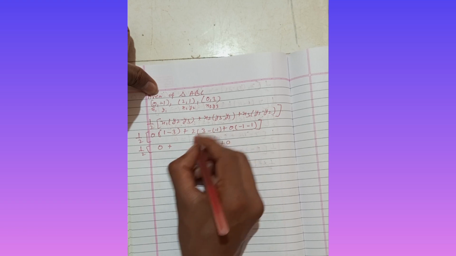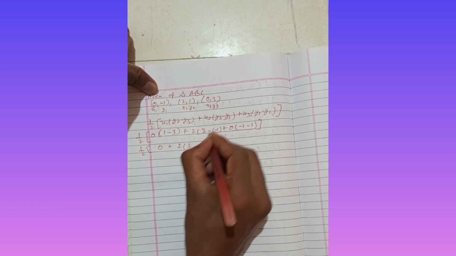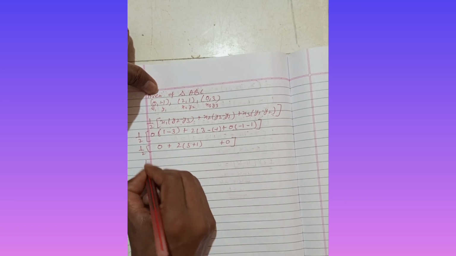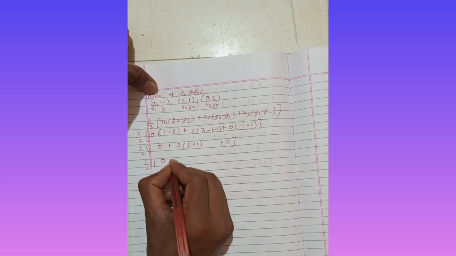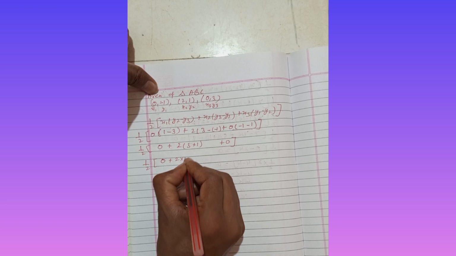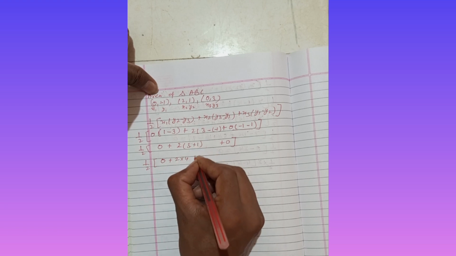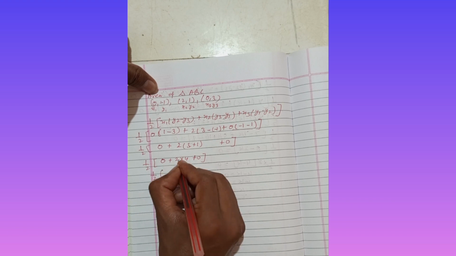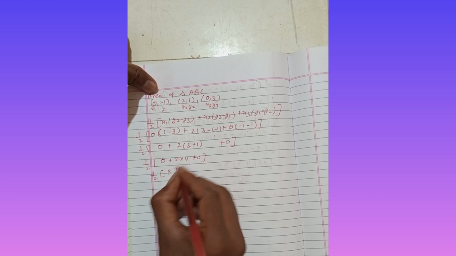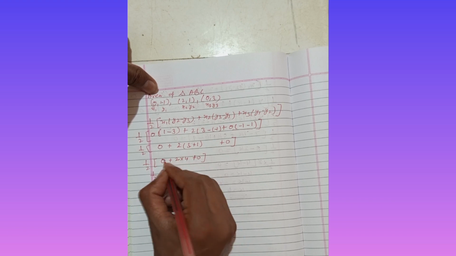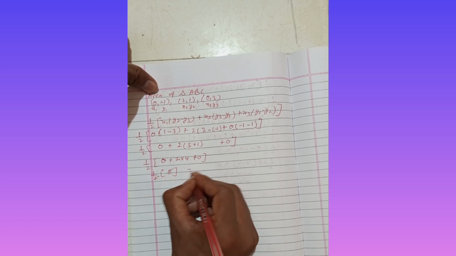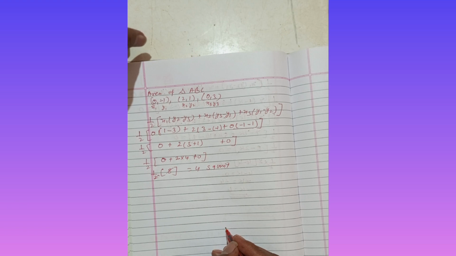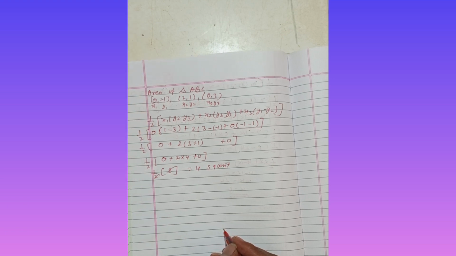We are writing 2 into 3 minus into minus plus 1. So what can we write? 1 by 2 into 0 plus 2 into 4, 3 plus 1 into 4 plus 0. Then 1 by 2 into 8 into 8. Now 2 fours are 8 and 0 is 0 only. So this becomes 4 square unit. Now we are finding the area of triangle PQR.